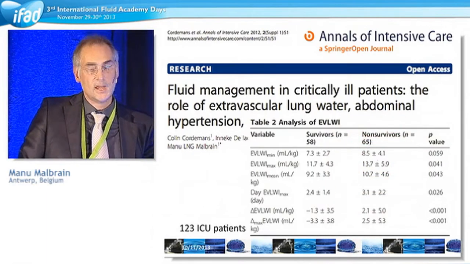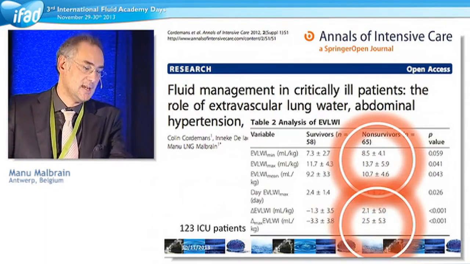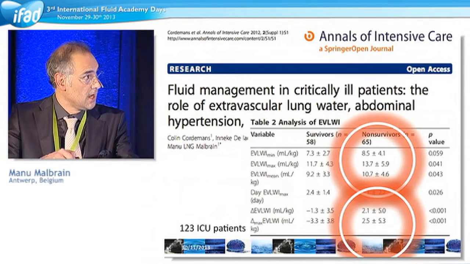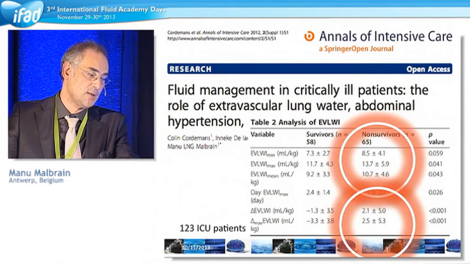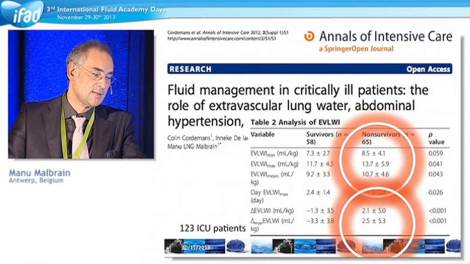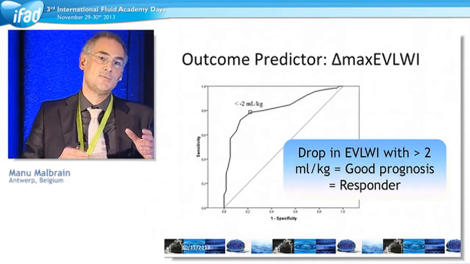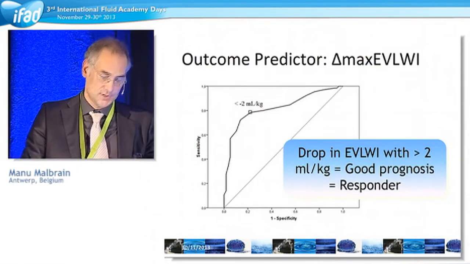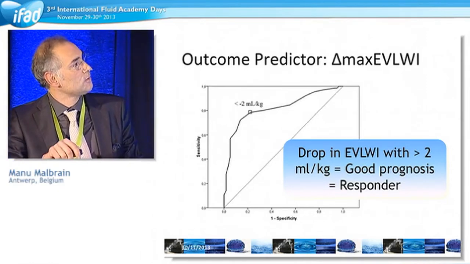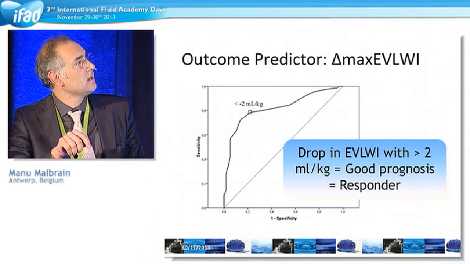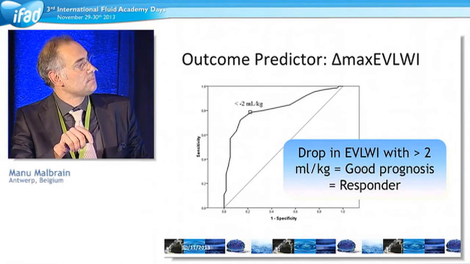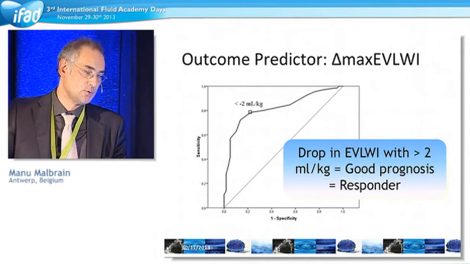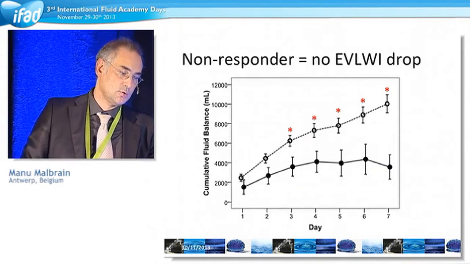So when we looked at epidemiologic data in patients on extravascular lung water, non-survivors have a sustained increased extravascular lung water, and a trend to increase the extravascular lung water over time. If we define a responder as a patient having a drop in extravascular lung water, this carried a good prognosis.